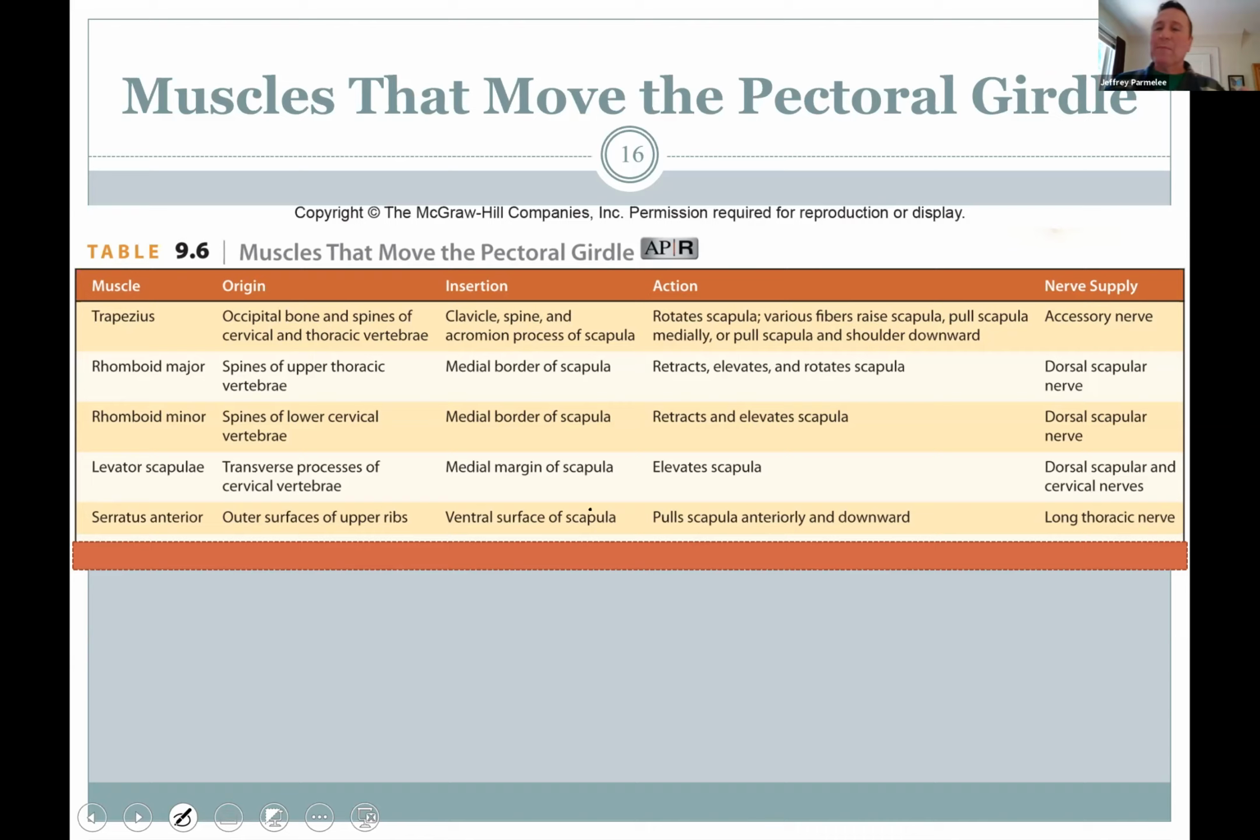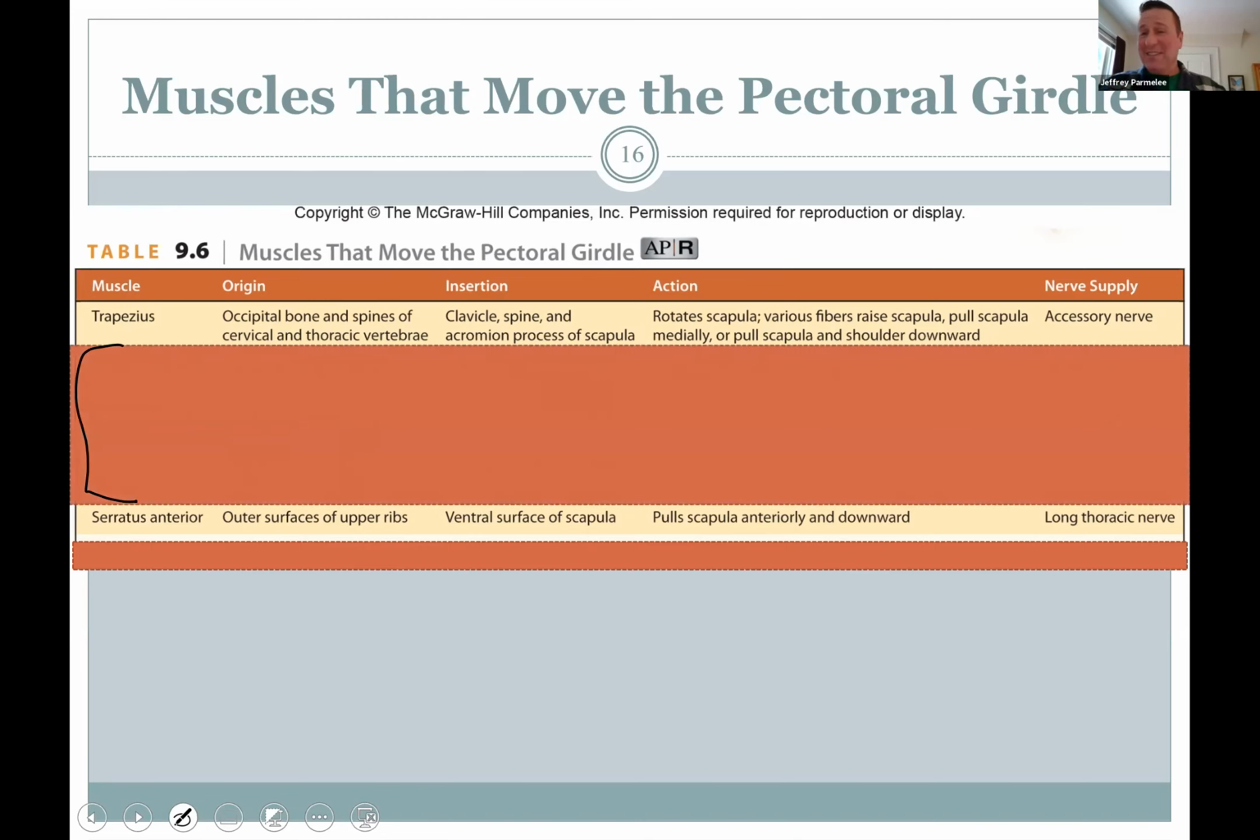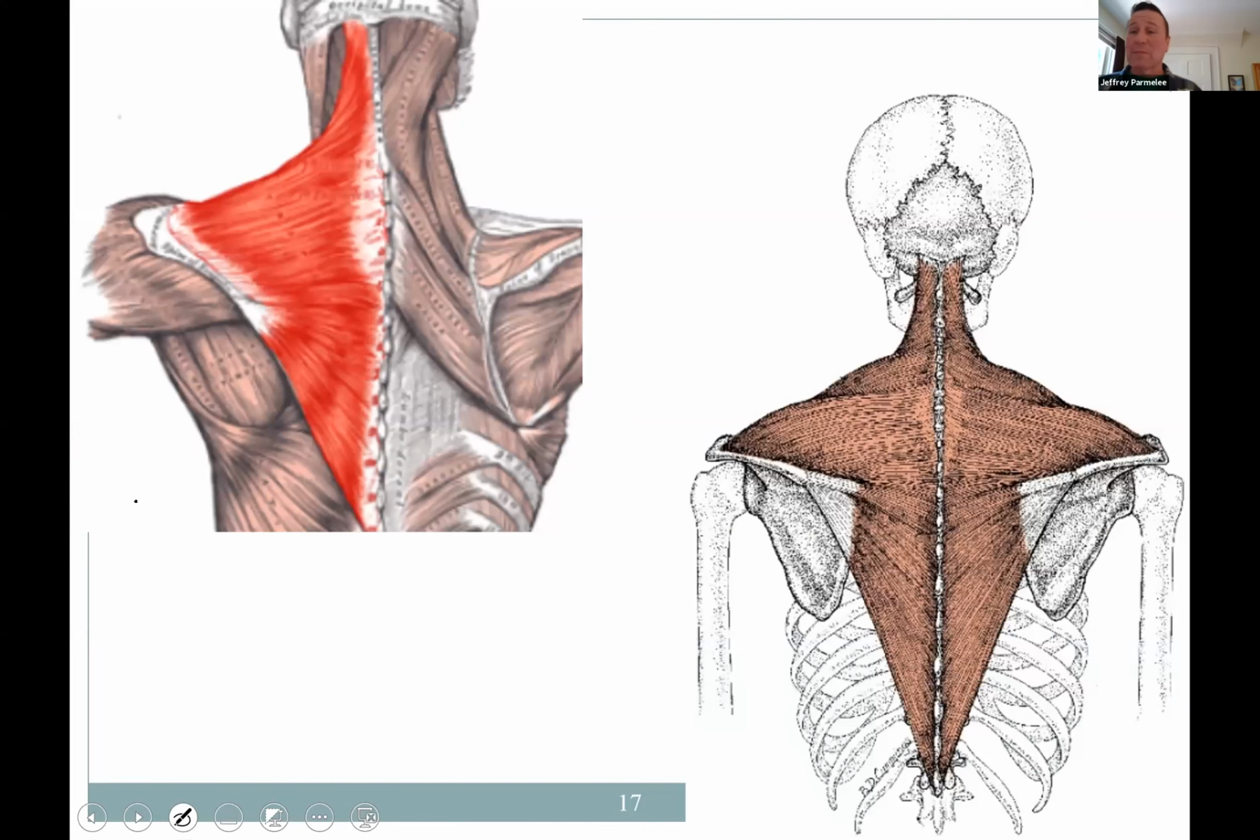And the big ones are your traps, your big trapezius muscles. And then we'll talk about serratus anterior as you put your hand forward to shake someone's hand. And then these I'll just talk really briefly in lab, but I believe I took them off the list there, some other couple smaller muscles. So I'll show them to you, but trapezius and serratus anterior will be what you see on the tests. So here's your traps.